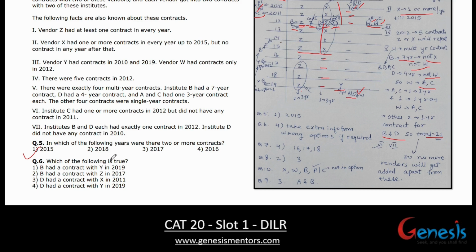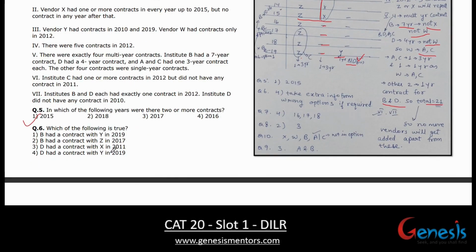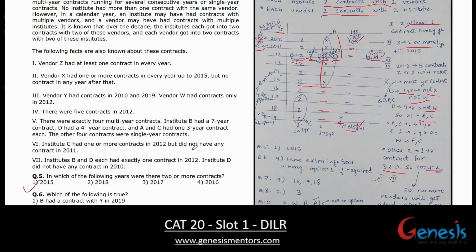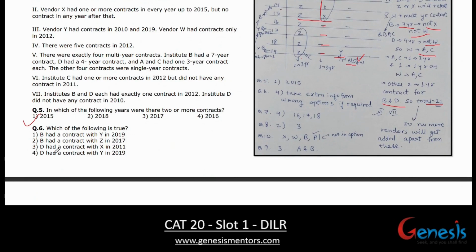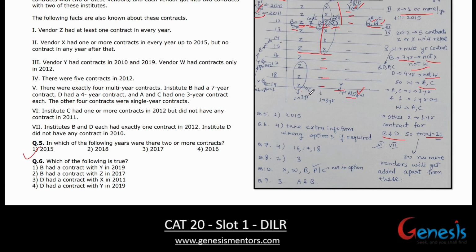0 or 1. In 2018 there is only one contract, in 2017 there is only one contract, in 2016 there is only one contract. Now next question, which of the following is true, right? So out of these 4, what is true? B had a contract with Y in 2019, this is false because D has the contract, okay. Second, B had a contract with Z in 2017, this is also false, right?